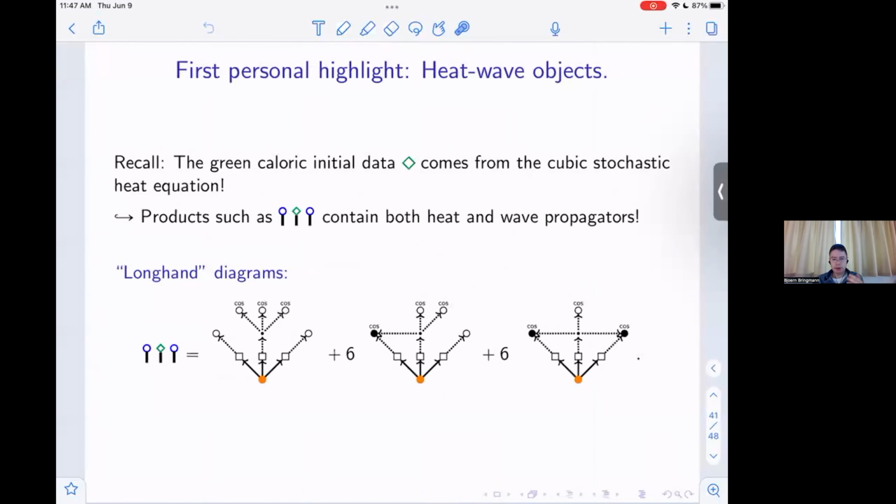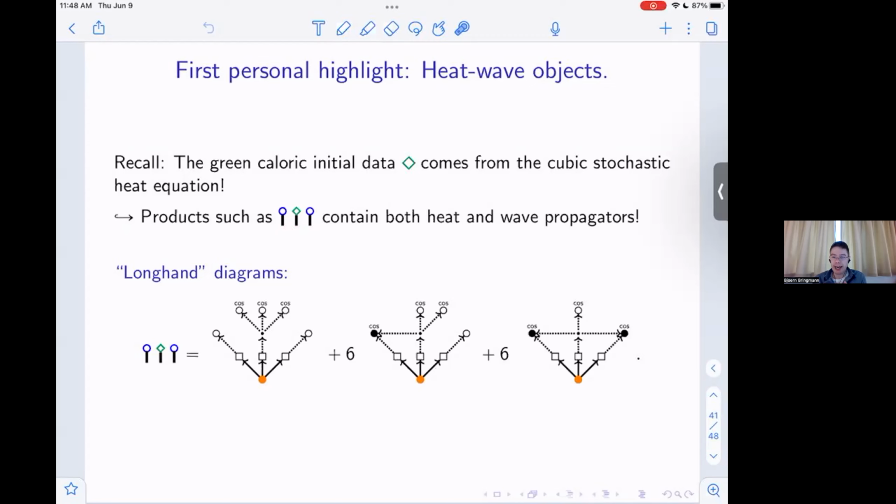The first highlight that I want to mention here are what we call the heat wave objects. Just to recall this green caloric data, the one that we have here, this actually comes from the cubic stochastic heat equation. So it involves the heat propagator in a non-trivial fashion. Once you take products such as these, blue times green times blue, these products will contain both heat and wave propagators.